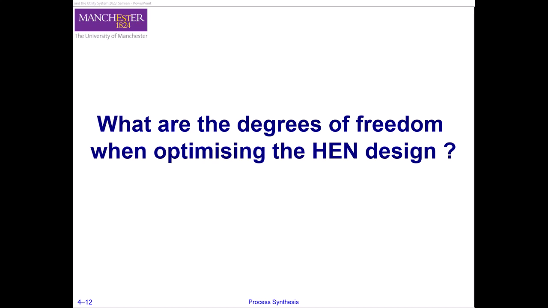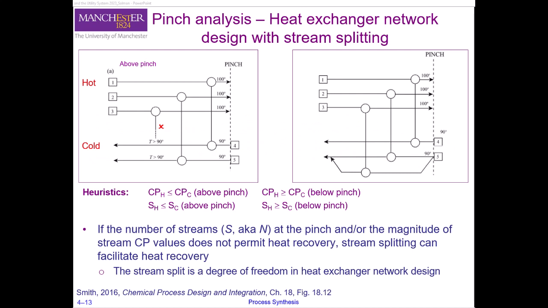In this part of the lecture, we will look at how we can further optimize a HEN network design that was originally designed with the goal of maximum energy recovery, and what the degrees of freedom around that are. Stream splitting is a technique used to optimize heat exchanger networks by allowing engineers to allocate heat transfer requirements efficiently among various heat exchangers and the process streams.